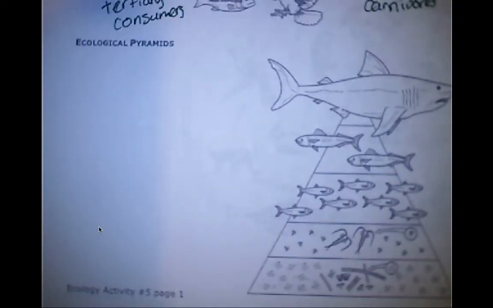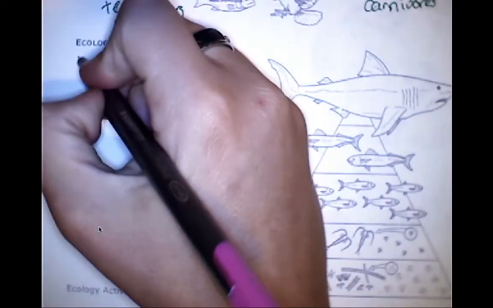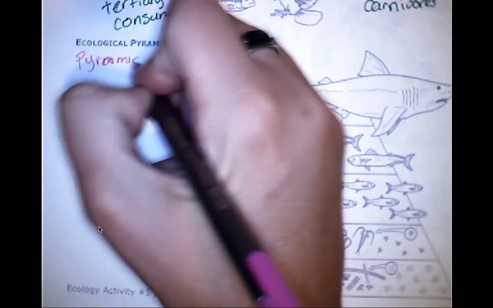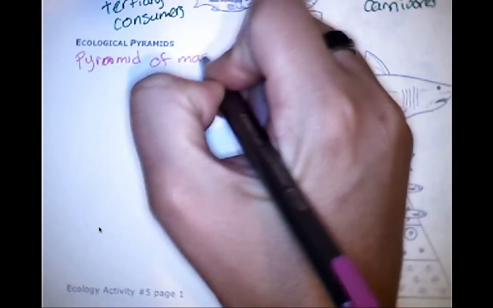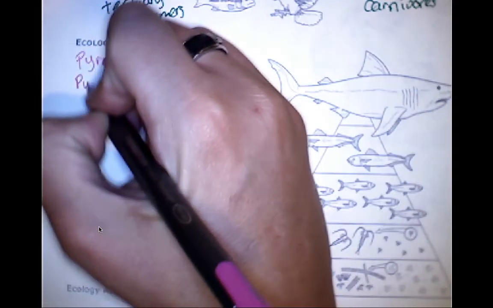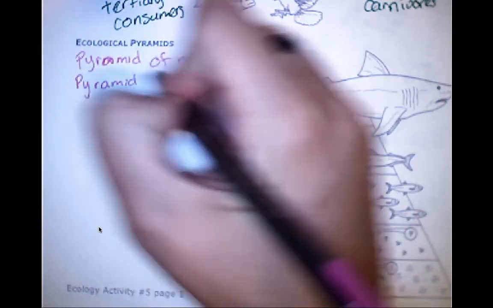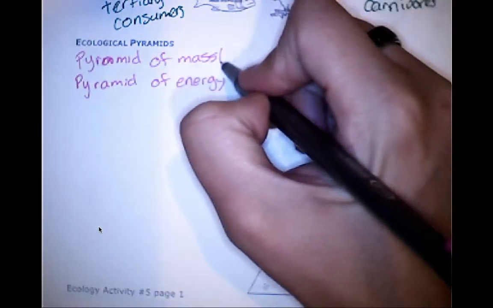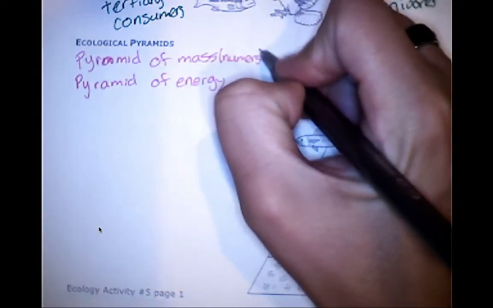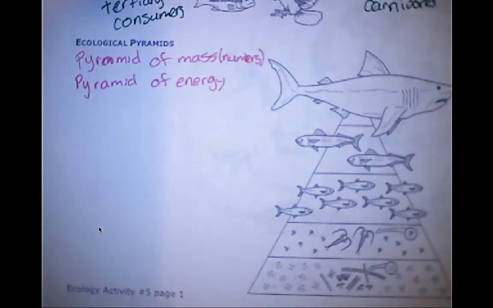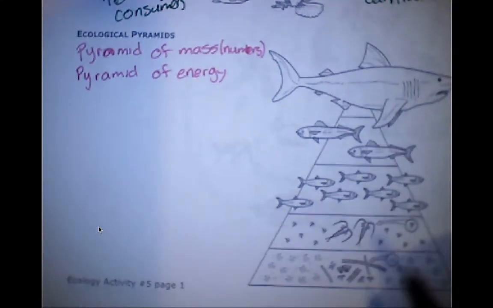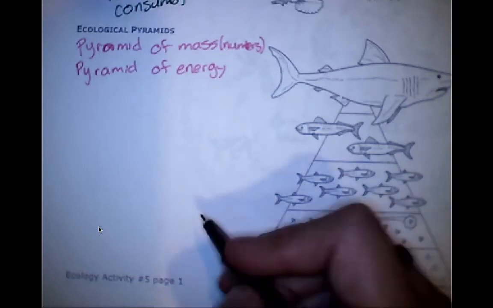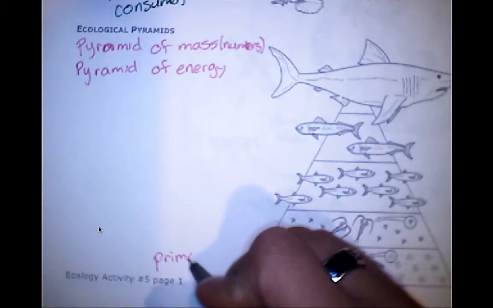An ecological pyramid is really a pyramid of two things. You're looking at a pyramid of mass, and it's also a pyramid of energy. Okay, a mass or numbers when we say that. Numbers. Okay. So at the bottom where you have your primary producers, this is your primary producer level.